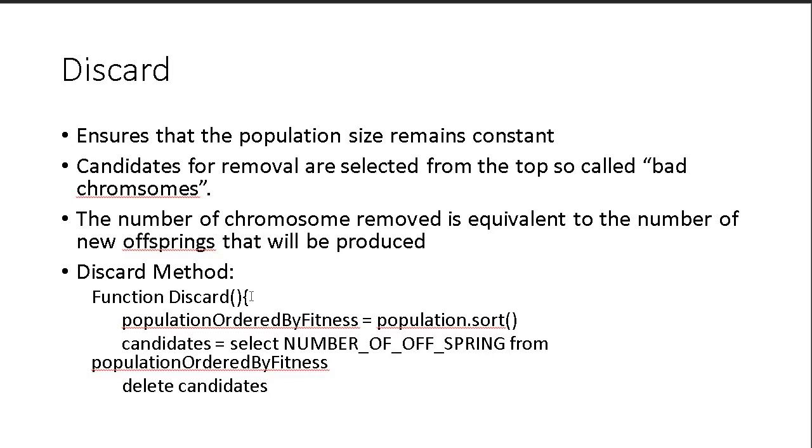So the first chromosome in the ordered list will be the worst fit, and then the number of chromosomes we will remove is going to be the same as the number of offspring that we're going to be adding into the population. So we're taking out as much as we're putting in, and that's how we're going to ensure the population size does not change. And then for each one of those candidates, we remove it from the population.